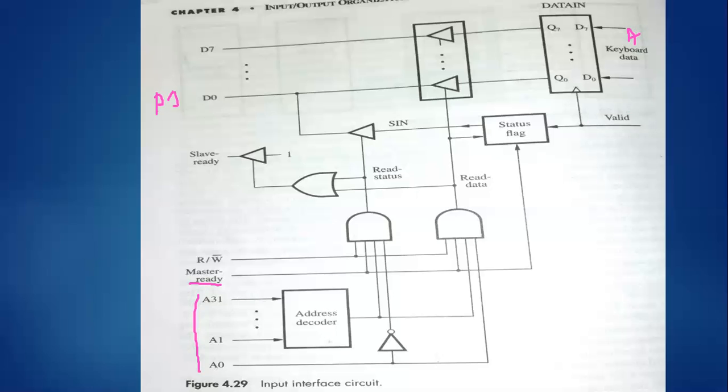Forget about this, because it would take a lot of discussion if we start discussing A0, A1, A2, A3 and all. A0 indicates whether we need to read the SIN and data buffers or not. That will be indicated.